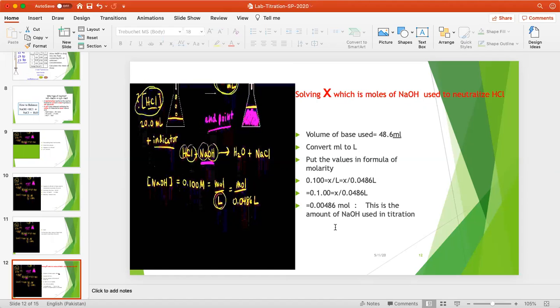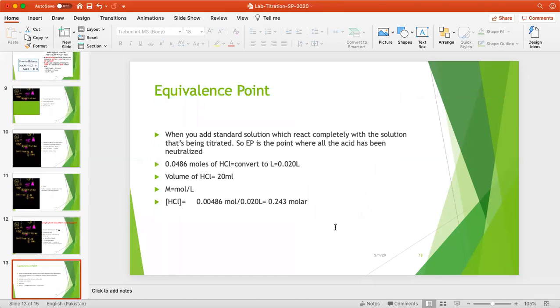इसकी आप जब कैलकुलेशंस करेंगे फॉर्मूला लगा के, तो फिर हमें कंसंट्रेशन HCl की पता चलेगी. So understanding the equivalence point is very important. So when you add standard solution, ठीक है, when you add standard solution which reacts completely with the solution that's being titrated, the end point is the point where all the acid has been neutralized. So 0.486 moles of HCl is used to convert to 0.020 liter of base. So volume of HCl used is 20 milliliters, remember.